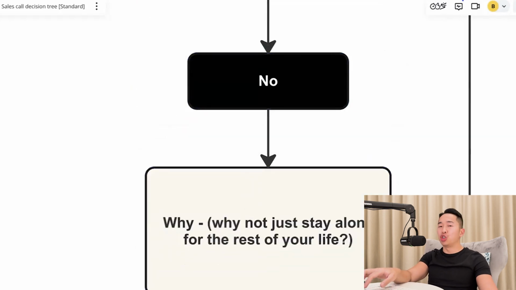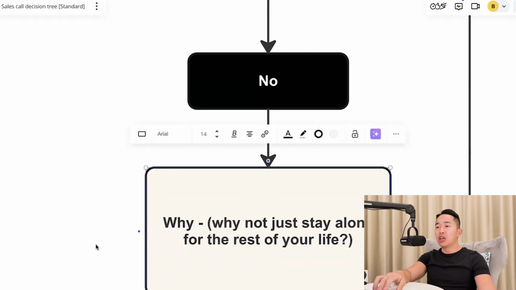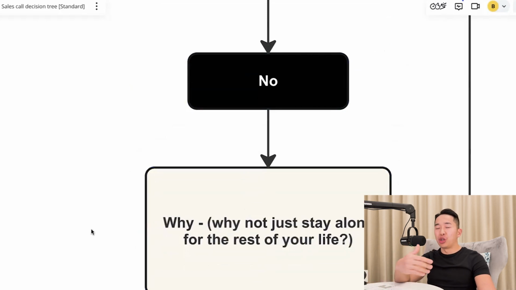Now, depending on how direct you are, your personality, the way you sell, and the relationship you have with the prospect, to play it safe, you can just say, why? The way I do it is I'm direct, so I'd be like, why? Why not just stay alone for the rest of your life?